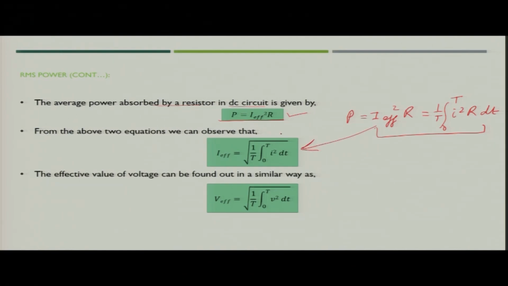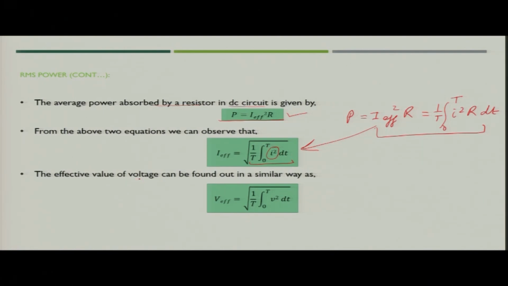So, what you get from here? I effective is the current value, which is nothing but root of the mean of the square values. So, I square is the square value. You take the integral, means summation of all I square components, and then you take the mean, and then you take the under root of the complete output of this equation. So, I effective is nothing but root mean square value of the current.